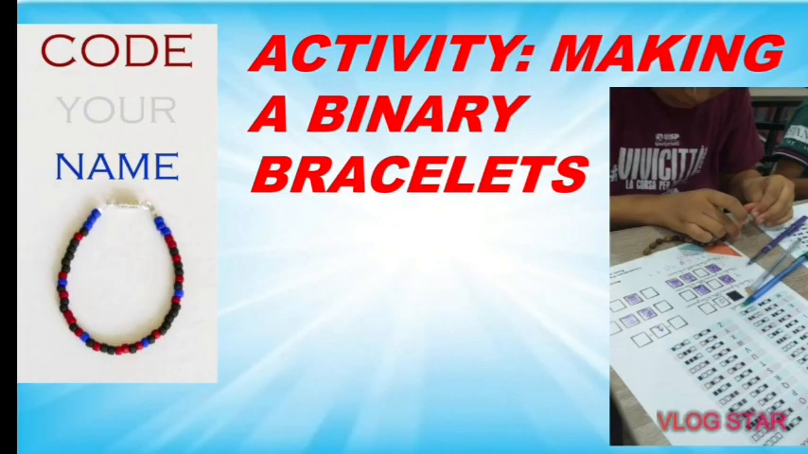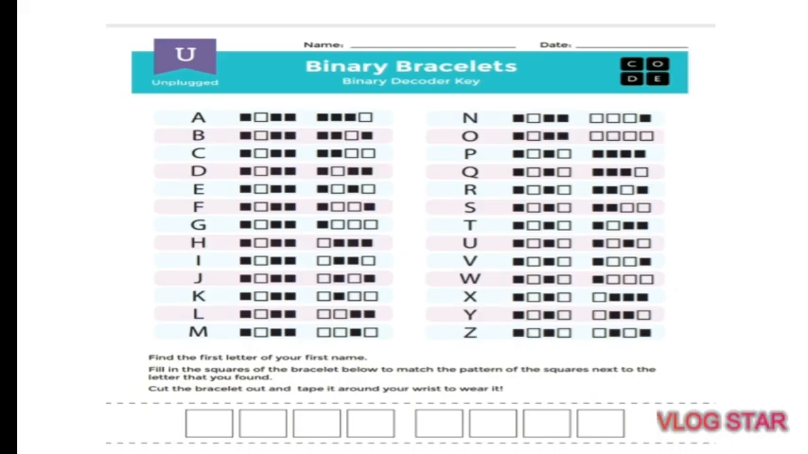So to help solidify our knowledge of how computers store information in binary form, we are going to do a fun activity. We are going to make a binary bracelet. This is a fun introduction to how computers store information. So you're going to find the first letter of your first name on the activity sheets. Then you fill in the squares of a bracelet to match the pattern of the squares next to the letter that you selected. The boxes you have to fill are down below.